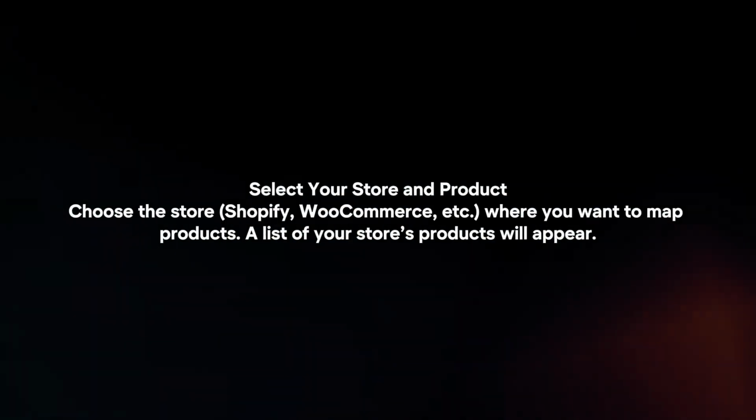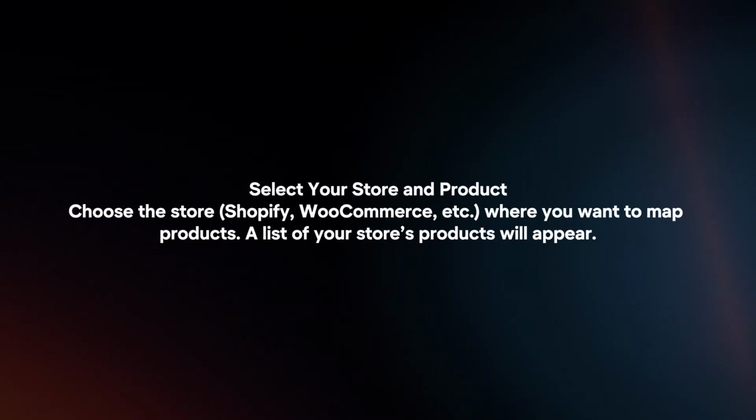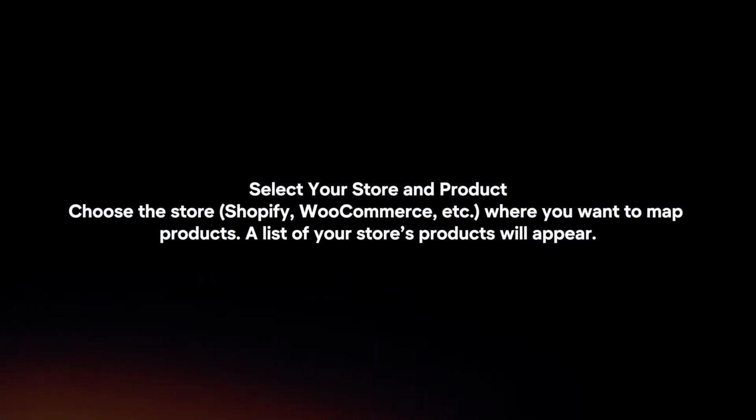Select your store and product. Choose the store where you want to map products. A list of your store's products will appear.